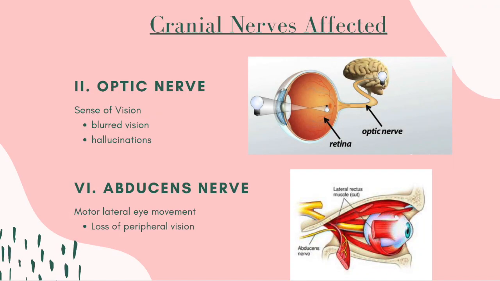Some patients experience a decline in vision after being diagnosed with dementia. The optic nerve is affected as it controls our sense of vision. Blurred vision and hallucinations happen as a result of damage to the optic nerve. The abducens nerve is also a part of our vision. When the patient has loss of peripheral vision, that is due to damage of the abducens nerve, as it controls the motor lateral eye movement.